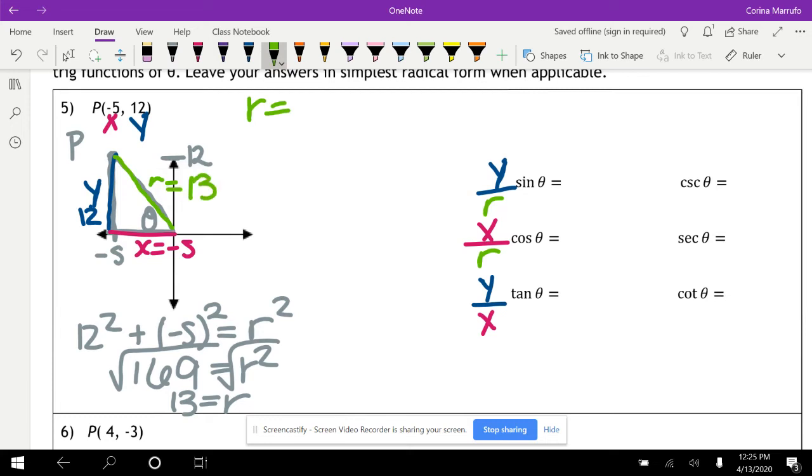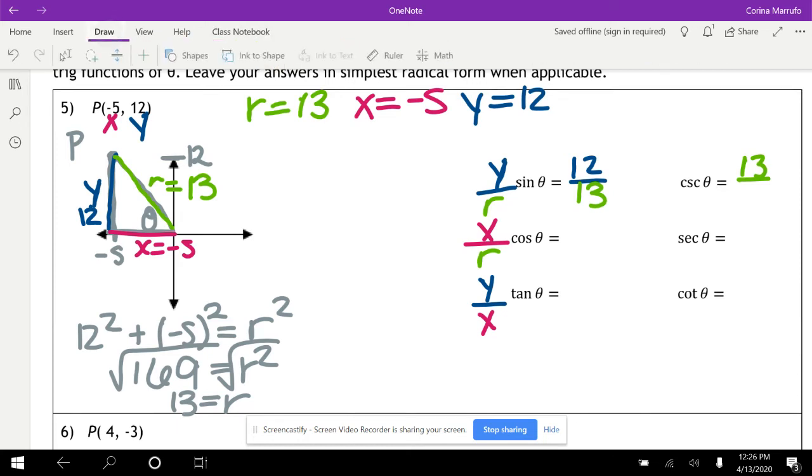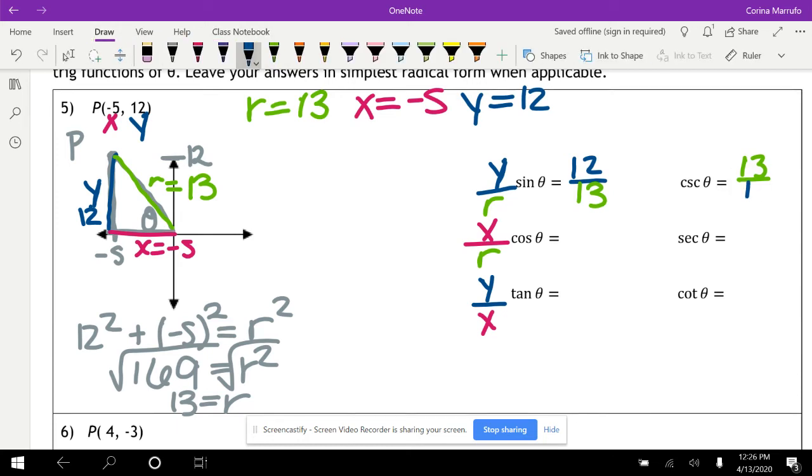Okay. So now that we know r is equal to 13, our x is equal to -5, and our y is equal to 12, we can make our trig ratios. So for sine, sine is y, which is 12, over your radius, which is 13. That we can't simplify, so it's going to stay like that. For cosecant, we're going to flip that around, and it becomes 13 over 12.